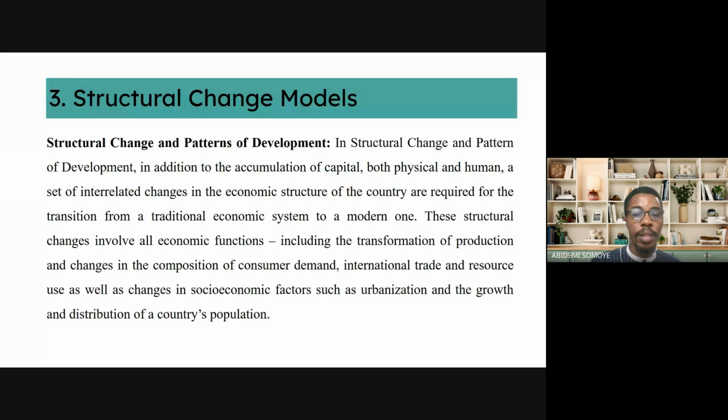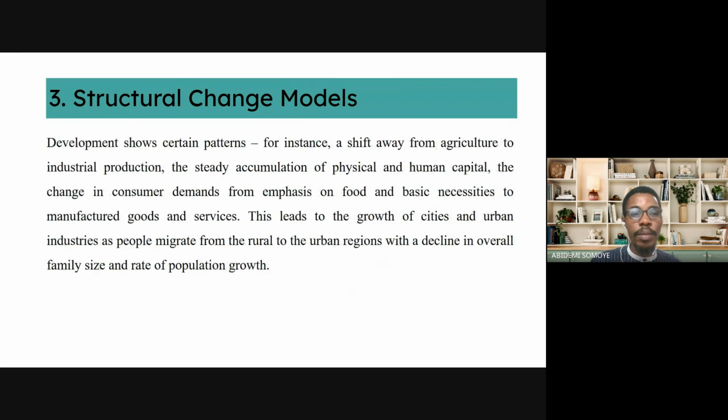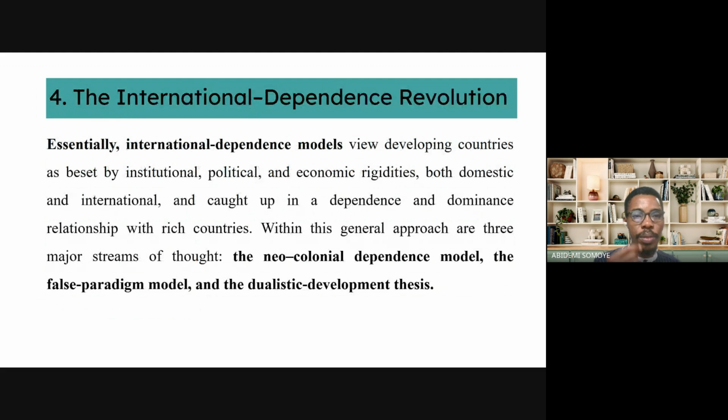Okay? So development shows certain patterns. For instance, a shift away from agriculture to industrial production, the steady accumulation of physical and human capital, and the change in consumer demands from emphasis on food and basic necessities to manufactured goods and services. This leads to the growth of cities and urban industries as people migrate from the rural to the urban regions, with a decline in overall family size and the rate of population growth.